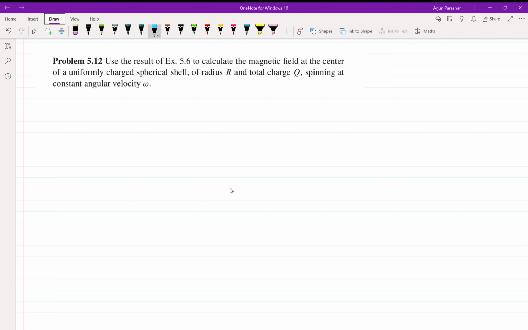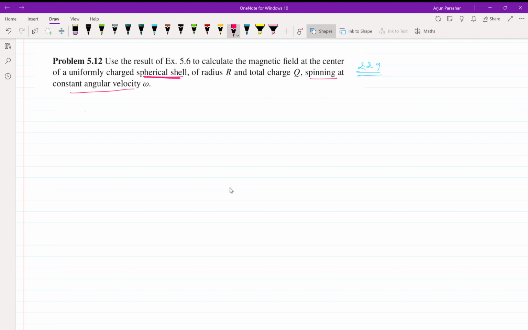Now let us start problem number 5.12 on page number 229 of Griffiths Electrodynamics. He's saying to use the result of example 5.6, which was that you need to calculate the magnetic field at the axial point of a ring. And now he's saying to calculate the magnetic field at the center of a uniformly charged spherical shell. This is very important. A spherical shell of radius r, total charge q, spinning at angular velocity omega.